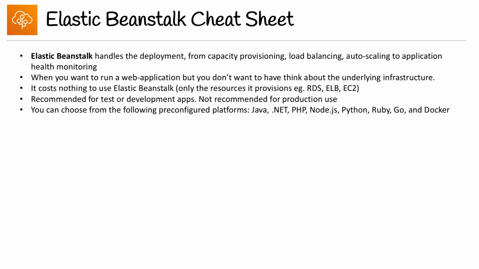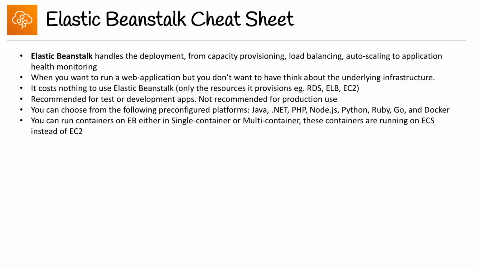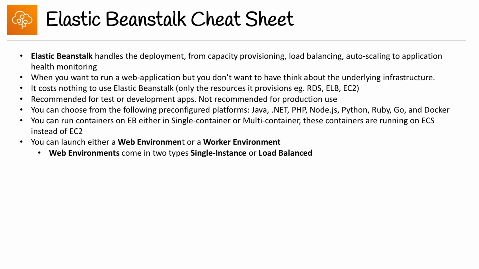You can choose from the following pre-configured platforms. We have Java, .NET, PHP, Node.js, Python, Ruby, Go, and Docker. You can run containers on EB either in single container or multi-container mode. These containers are running on ECS instead of EC2. You can launch either a web environment or a worker environment. Web environments come in two types. We have single instance or load balance.